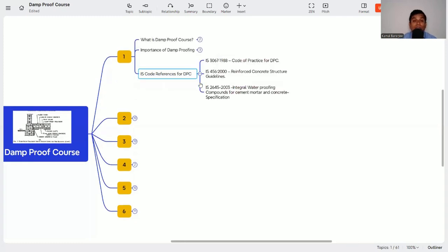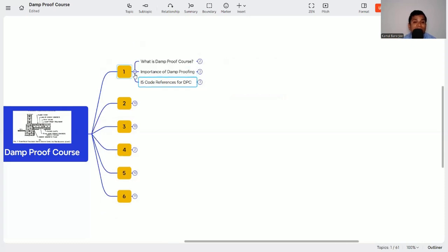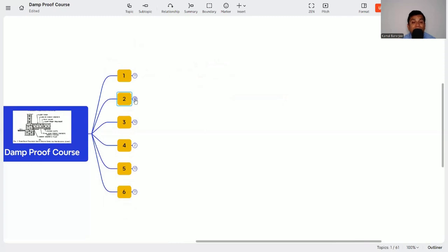Now what is the IS code for that? IS 3067:1988 is the code of practice for DPC, and I will discuss this code a bit later in this video. Then IS 456, that is the reinforced concrete structure guidelines, and IS 2645:2003, that is integral waterproofing compounds for mortar, cement mortar and concrete specification. So these three codes are important whenever we are dealing with DPC. So we have already discussed what damp proof course is, its importance, and what the IS codes are.